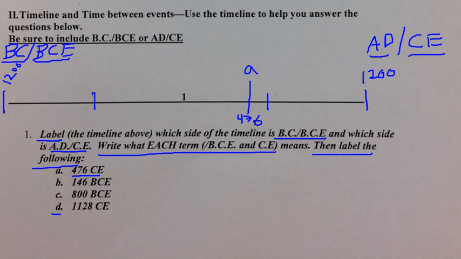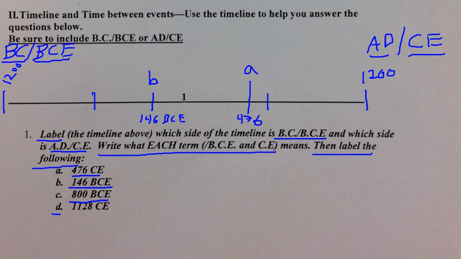Okay. Event B, 146 BCE. Now this is on the other side of the line. And 150, which is close to 146, is 1/4 of the way to 600. So I'm going to put that right about here, and that's event B. And that year is 146 BCE.